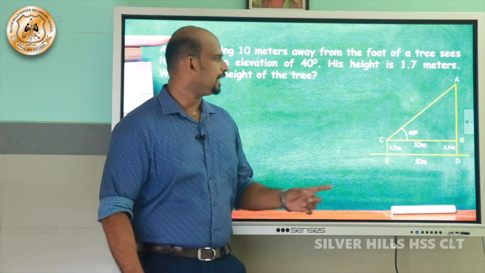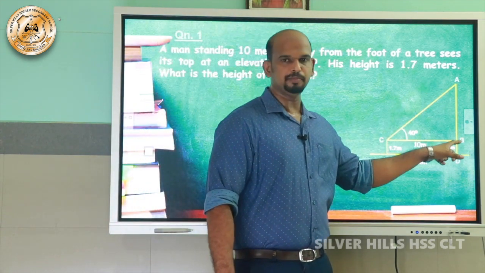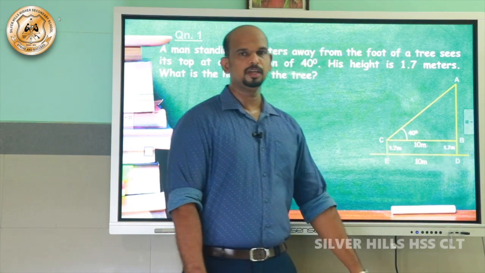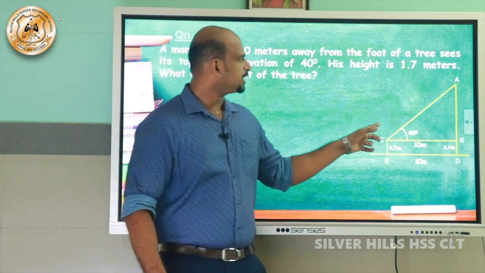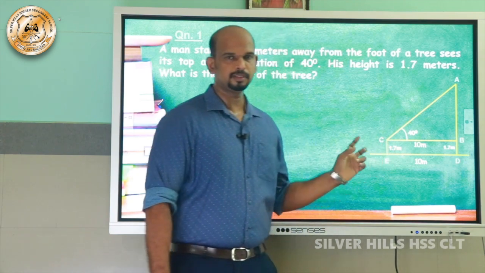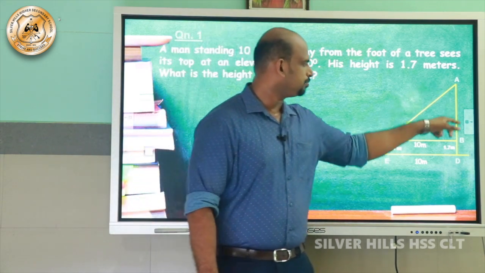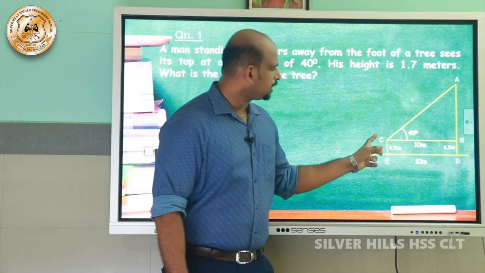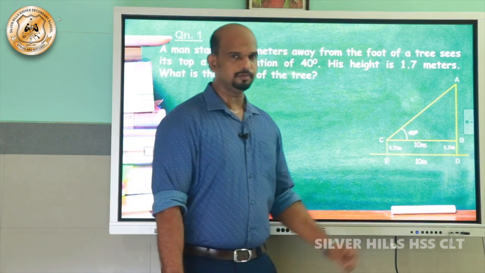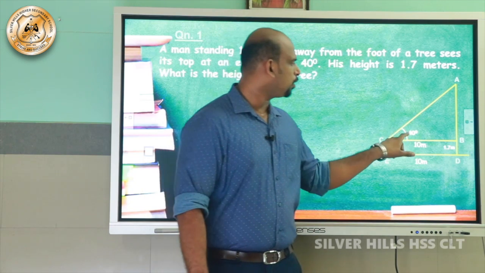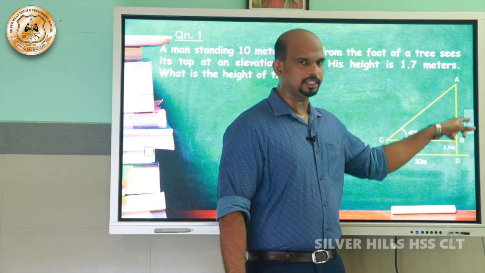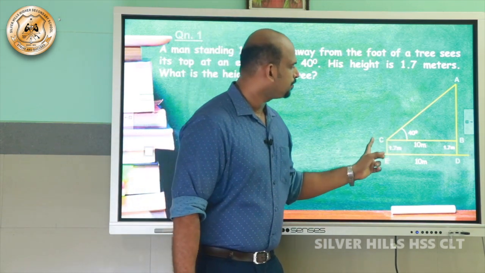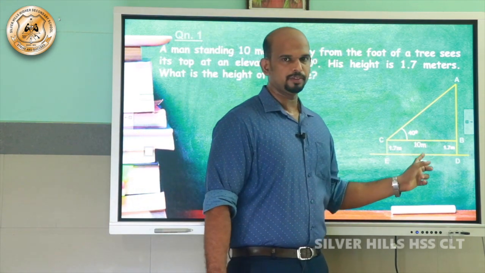So to find AD, we have to find AB. For finding AB, consider the right triangle ABC. Here one angle is 40 degrees and the length of one side CB is equal to 10 meters. Here we have to find the opposite side of this angle 40 degrees. AB is the opposite side of this angle 40 degrees and this 10 meters is the adjacent side of this angle.